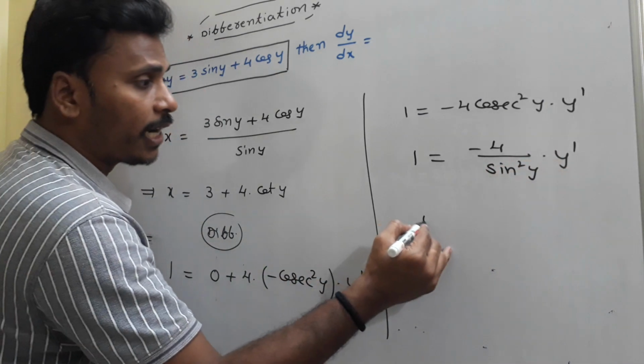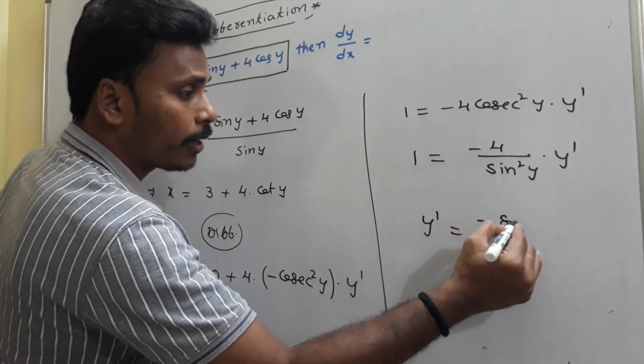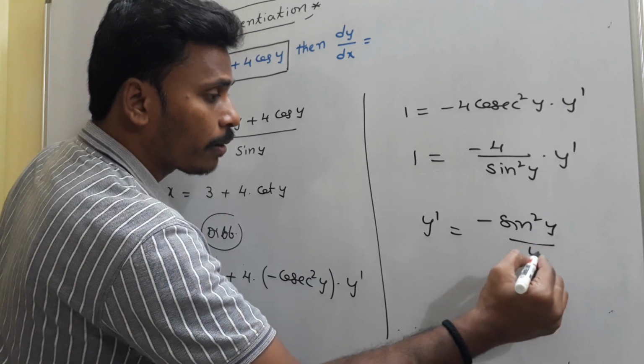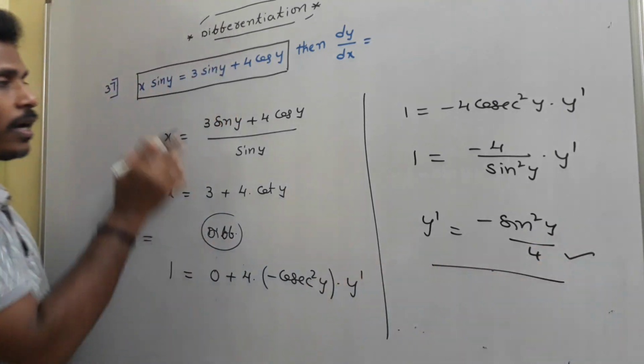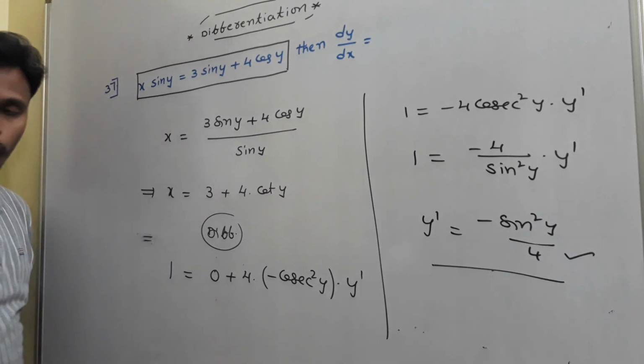And what is y dash? Y dash is equal to, if you send these two terms to this side, minus sin square y by 4. Okay, so finally y dash, dy by dx, is minus sin square y by 4. Have a look.